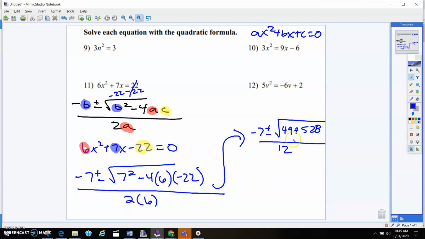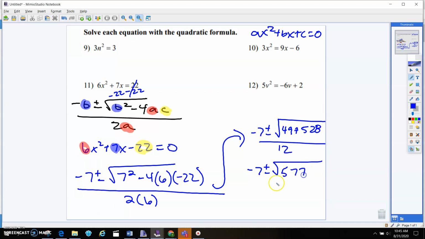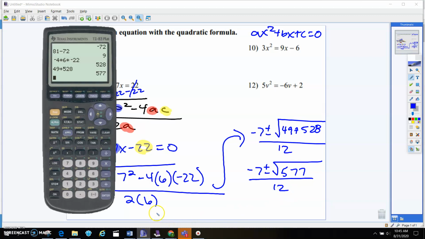So I'm going to simplify what's underneath the radical. So I've got negative 7 plus or minus the square root of 49 plus 528. And that's going to give me 577 over 12. I'm going to see if taking the square root of 577 gives me a perfect square. It doesn't. So here's the issue.